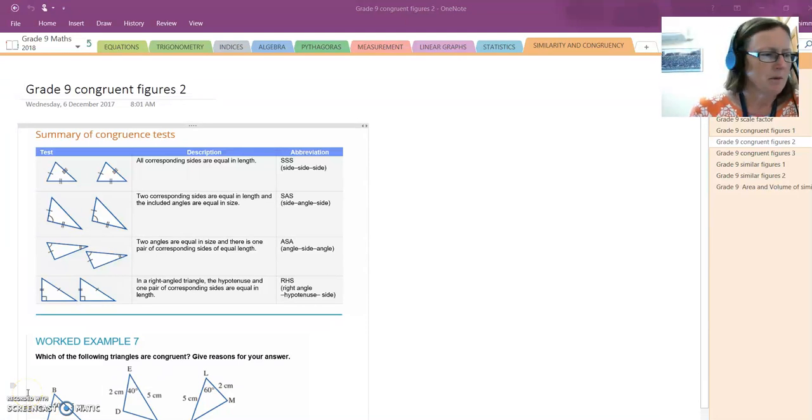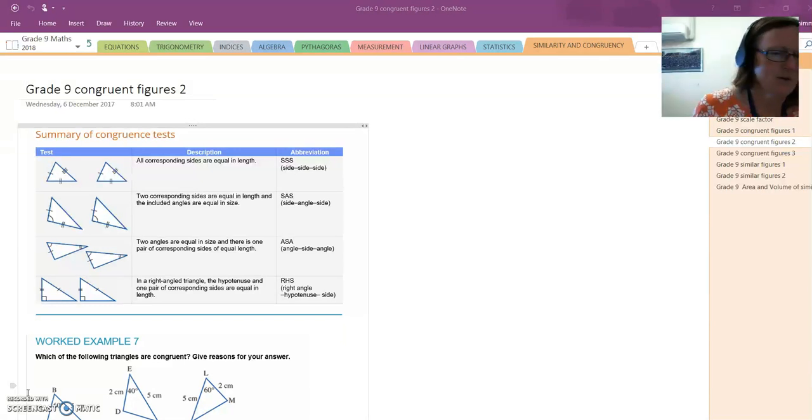Okay, to establish if two figures are congruent, it is not necessary for us to know all three sides and all three angles of the two triangles we're looking at, for example. There are certain minimum conditions that will guarantee that everything else is equal. So let's look at this summary of congruence tests.